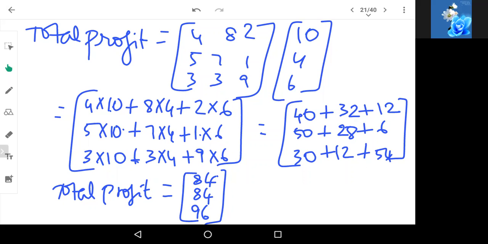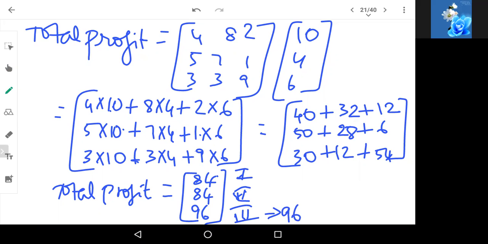What are the three products? The three products are A, B and C. And they are being manufactured under three methods, that is method 1, 2 and 3. Okay, so this is the total profit. Now if you see the number in the third method, it is highest, that is 96.